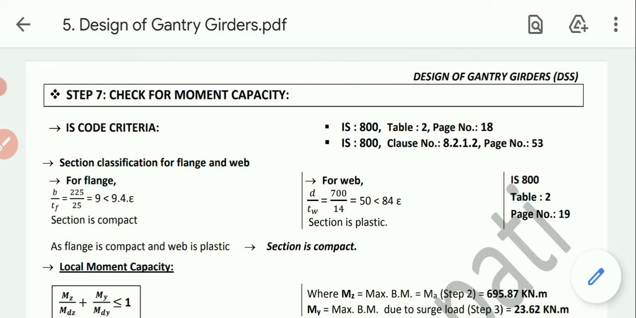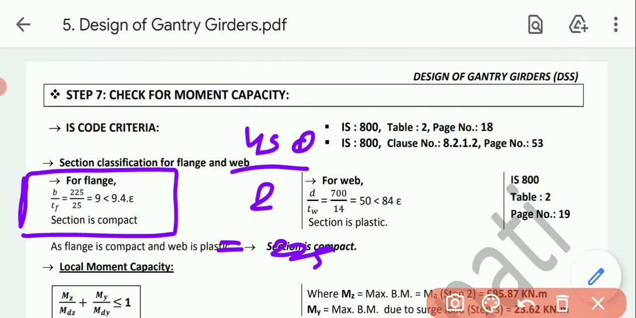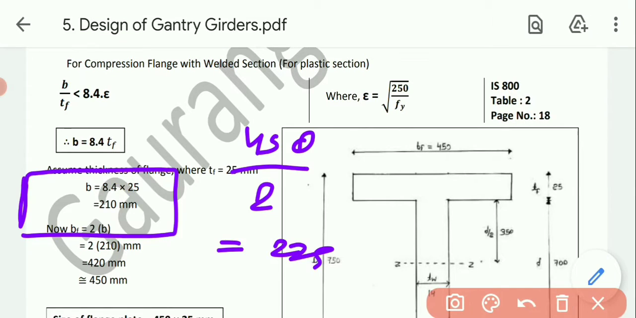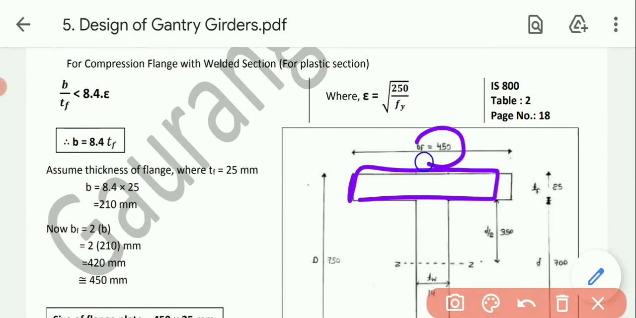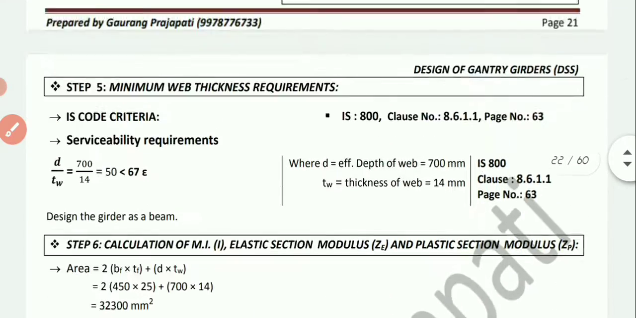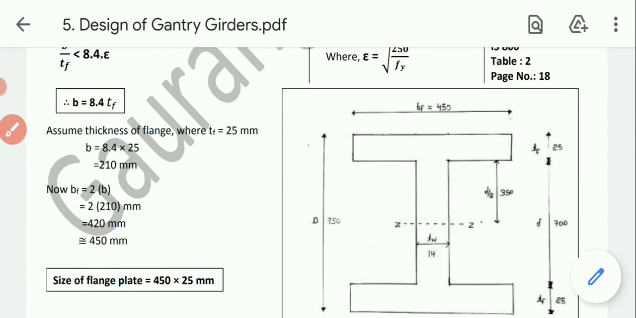So now let's do the section classification. First of all, for the flange, the b by tf ratio. Now b stands for bf by 2. bf is 450, so 450 by 2, which is 225. Let me show you in the sketch. Yes, this one. bf is 450, so b is this dimension, that is 450 by 2, that's 225. Clear? And tf, the thickness of flange, is 25 mm, that is this one.